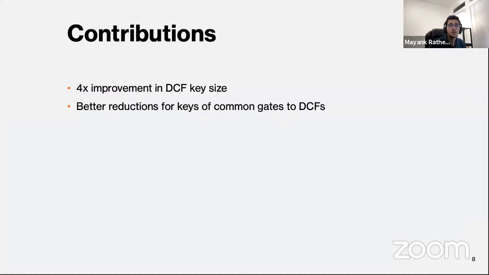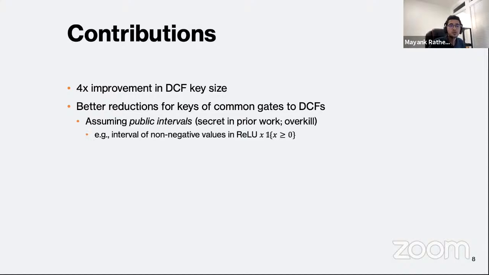And then for some commonly found gates, we take things even further by relaxing an assumption that was made in the prior work. In the prior work, it was assumed that the intervals inside these gates should have secret boundaries. That was the assumption, but it turns out that that's an overkill for most applications. To convince you about that, let me give you an example of the ReLU gate. If there's a ReLU gate, then everyone knows that the intervals inside the gate are just checking for non-negative values. So this is already public information, so it doesn't need to be kept secret. And by relaxing this assumption, we are able to get much better key size reductions.